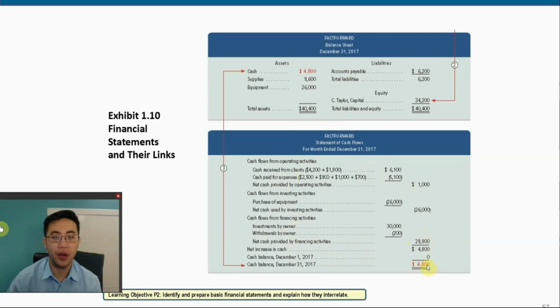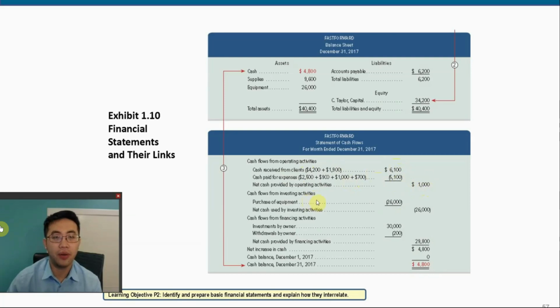and that's gonna make your ending cash balance 4,800. And then if you look at all the other activities, you will see cash received from clients, paid for expenses. So basically, this is the revenue and this is the expenses. So you use the revenue of 6,100 minus expense of 5,100, you will get 1,000 net income. And net income, which is derived from revenue and expenses, is an operating activity.